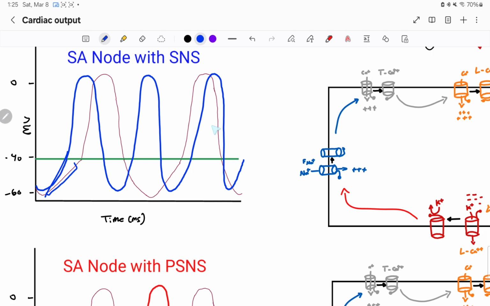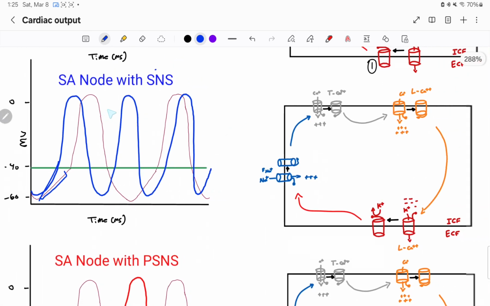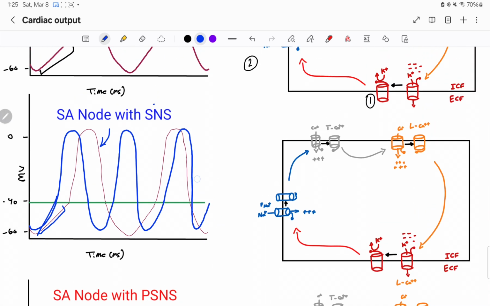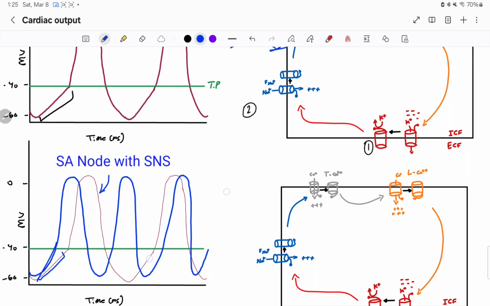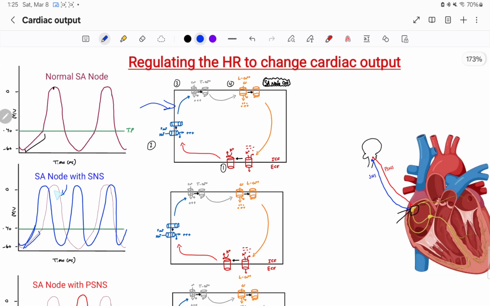Okay? And this cycle will keep repeating, and now you can see that this original brown was the original SA node, and in blue we have the sympathetic nervous system acting on the SA node, and you can see it's so much faster, and we also have more frequency of action potentials as well. Now, the higher frequency of action potentials means that we actually have a higher heart rate. Okay, so this is indicating a higher heart rate.